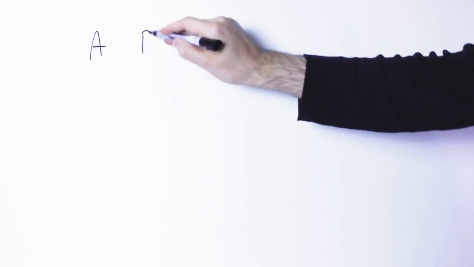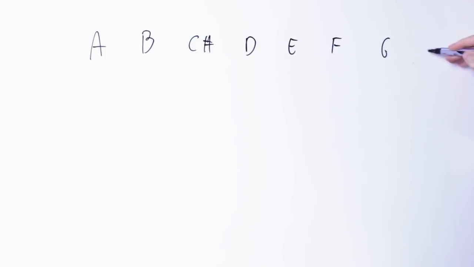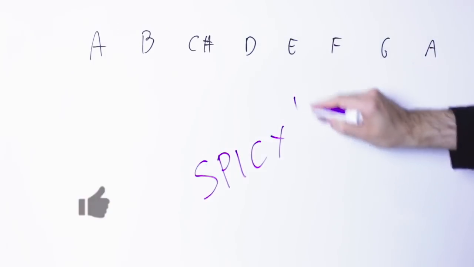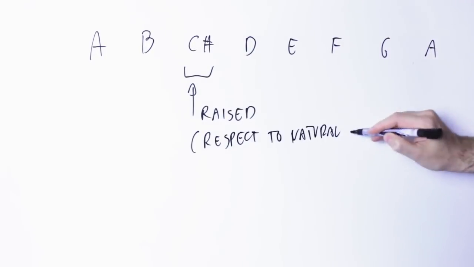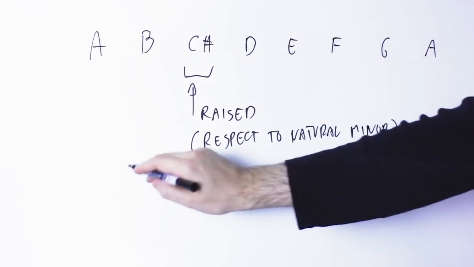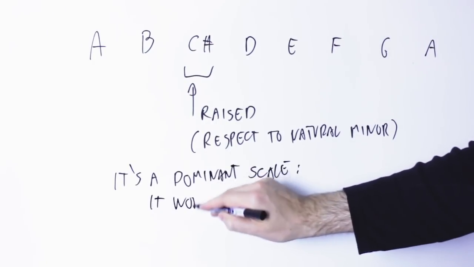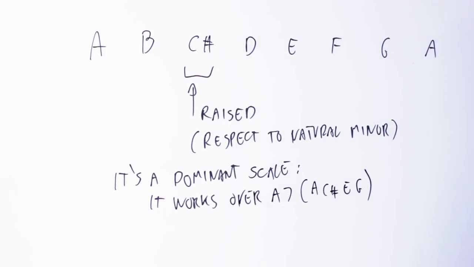In the key of A, the Mixolydian flat 6 scale is made by the notes A, B, C sharp, D, E, F, G, and A. So, as you see, it's just a natural minor scale in which I raised the third note up a half step to make it a major third. And you also see immediately that this is a dominant scale, meaning a scale that works over a dominant chord. Indeed, the A seventh chord would be A, C sharp, E, G, all notes in this scale, so this scale will work over an A dominant seventh chord.